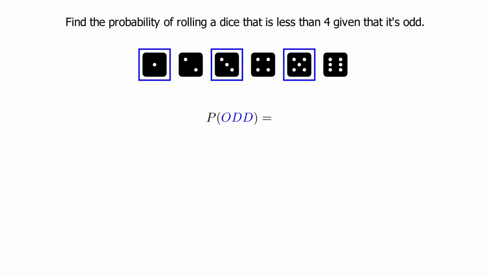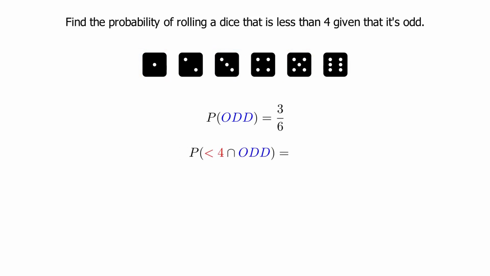So the probability of rolling an odd would actually be equal to 3 out of 6. Okay. Now the next thing we want to do is find the probability of rolling a dice that is both odd and less than 4. And the only dice that would basically meet this criteria would be dice 1 and 3. They're both odd and less than 4. So that is a 2 out of 6 chance.